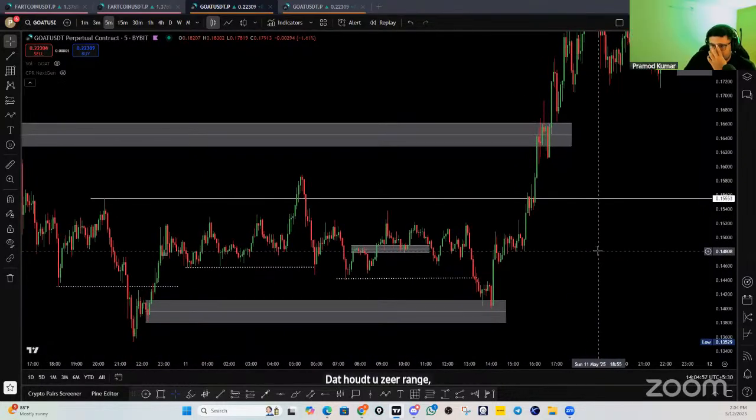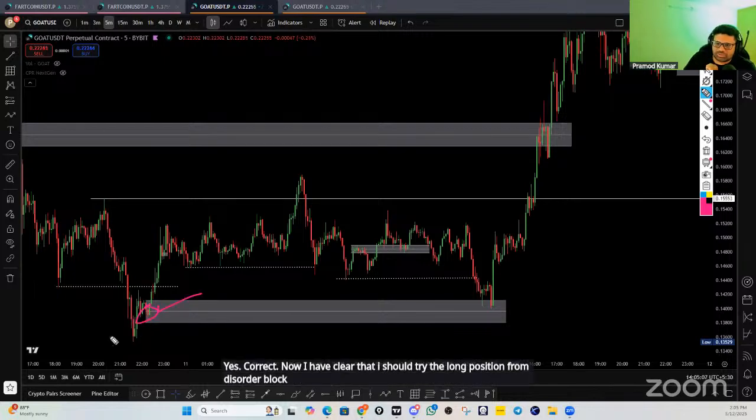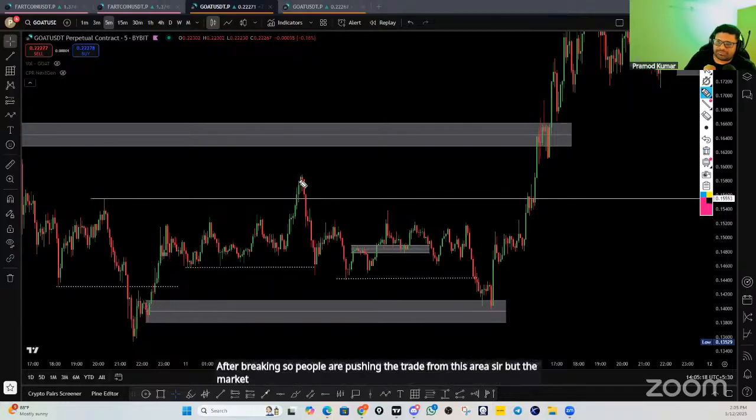Yes, that is the liquidity. Correct. If I see now, I have clear that I should try the long position from this order block. This will be valid only when this breaks. After breaking, people are pushing the trade from this area, sir.